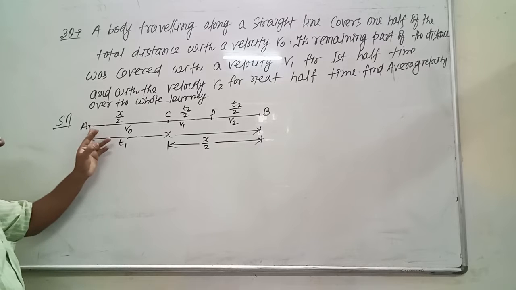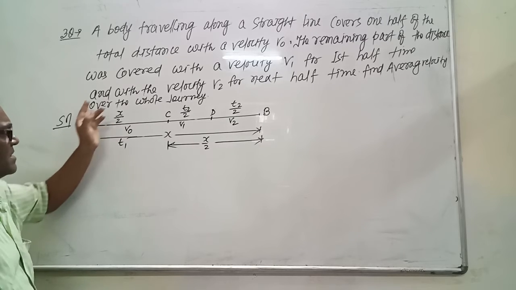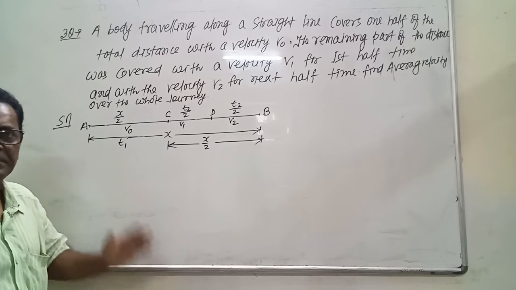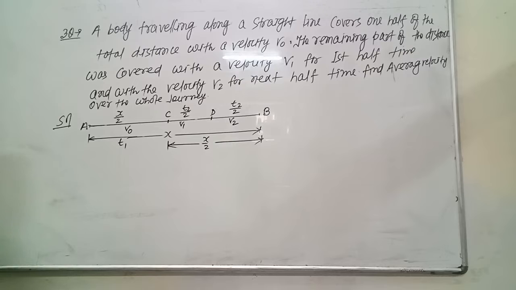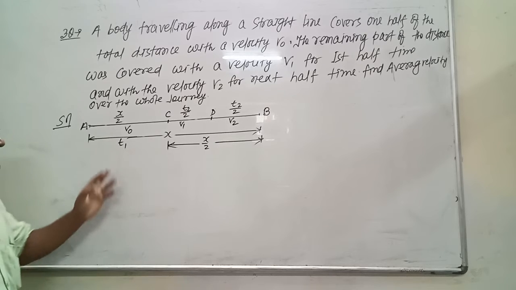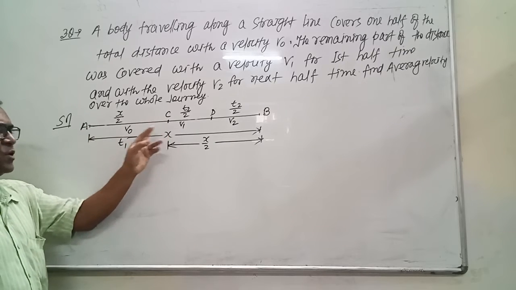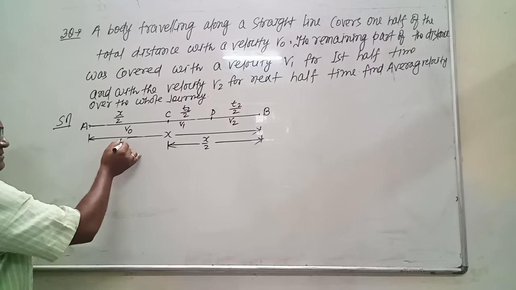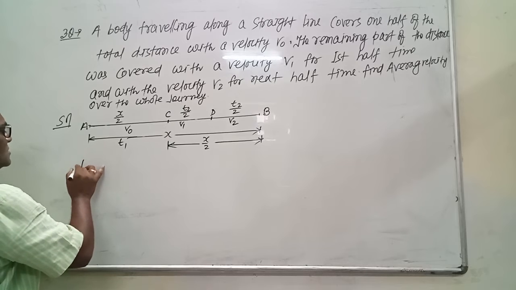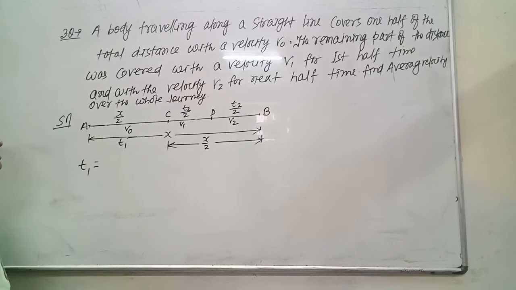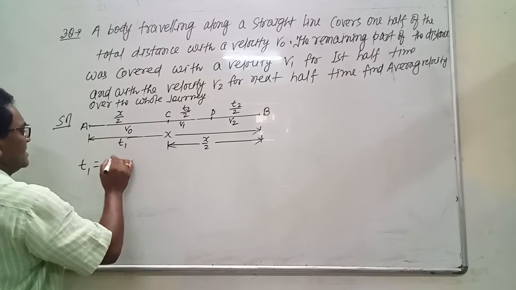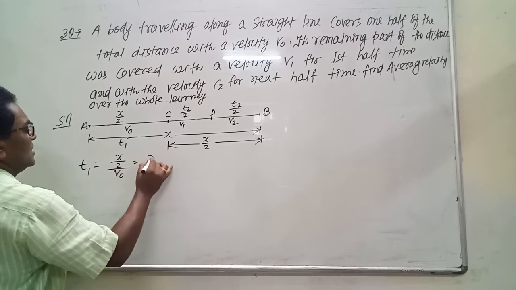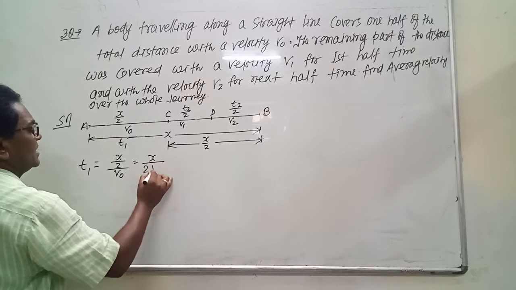So firstly we have to find the average speed in the whole trip, going from A to B. First we will find the time taken by the body to go from A to C, which we have supposed t1. So time t1 equals distance upon speed. In this segment, the distance is x by 2 and the speed is v0. So t1 becomes x by 2v0.